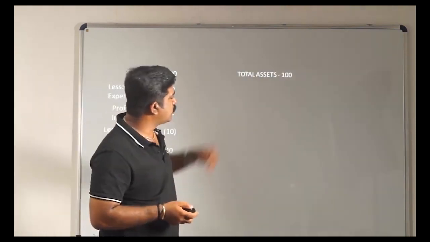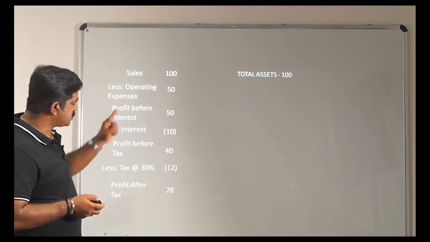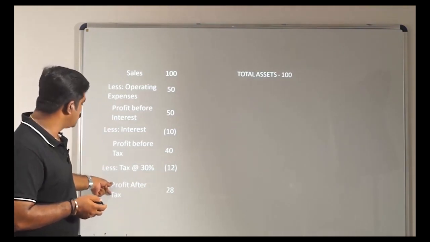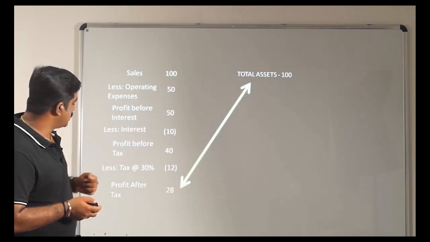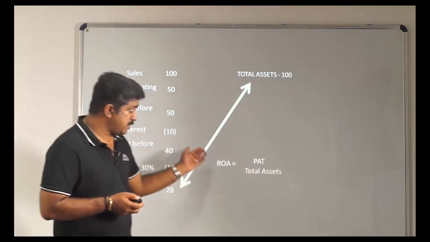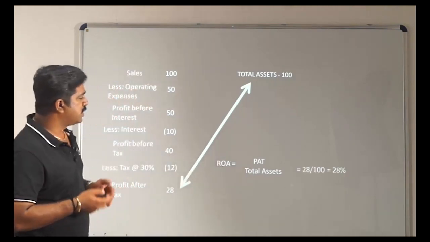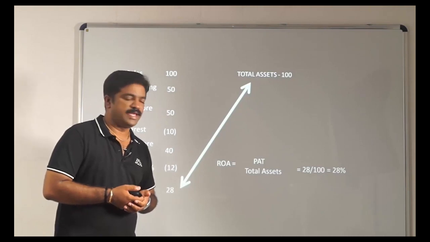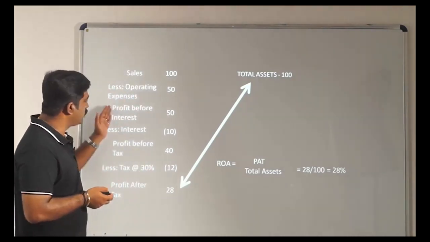And let me also give you the total assets. Total assets is 100. Now the first ratio will create a relationship between the profit after tax and total assets. In that case, the return on assets will be profit after tax divided by total assets, in which case it will be 28%. Then we can also have the second formula where we'll take profit before interest.